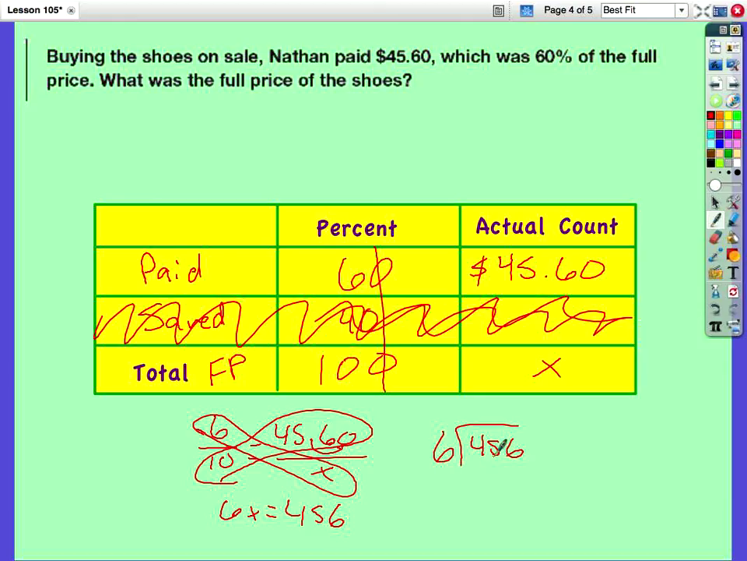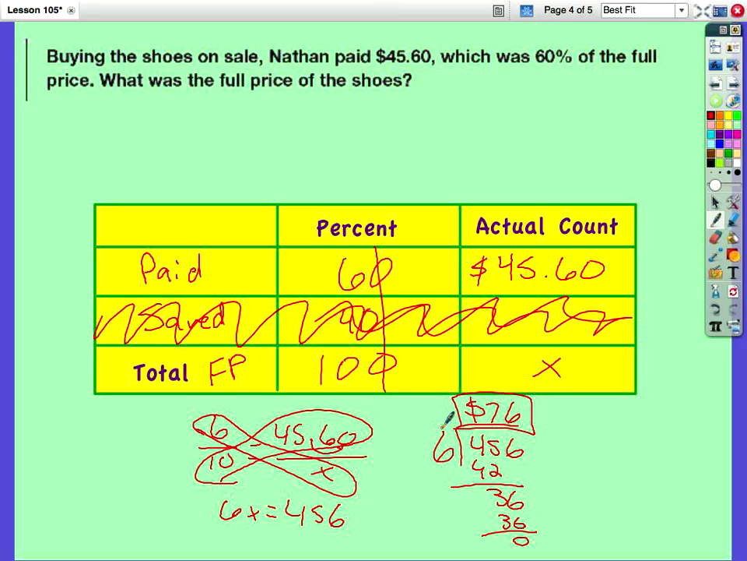6 goes into 45 7 times. So then I get 36, 6 times. Okay, so full price was $76. So I set my proportion, cross multiplied, and divided. Just remember, if you can reduce your percent ratio first and get some smaller numbers, it makes life a lot easier as we move along in the problem. Because let's face it, we like smaller numbers, they're easier to work with.